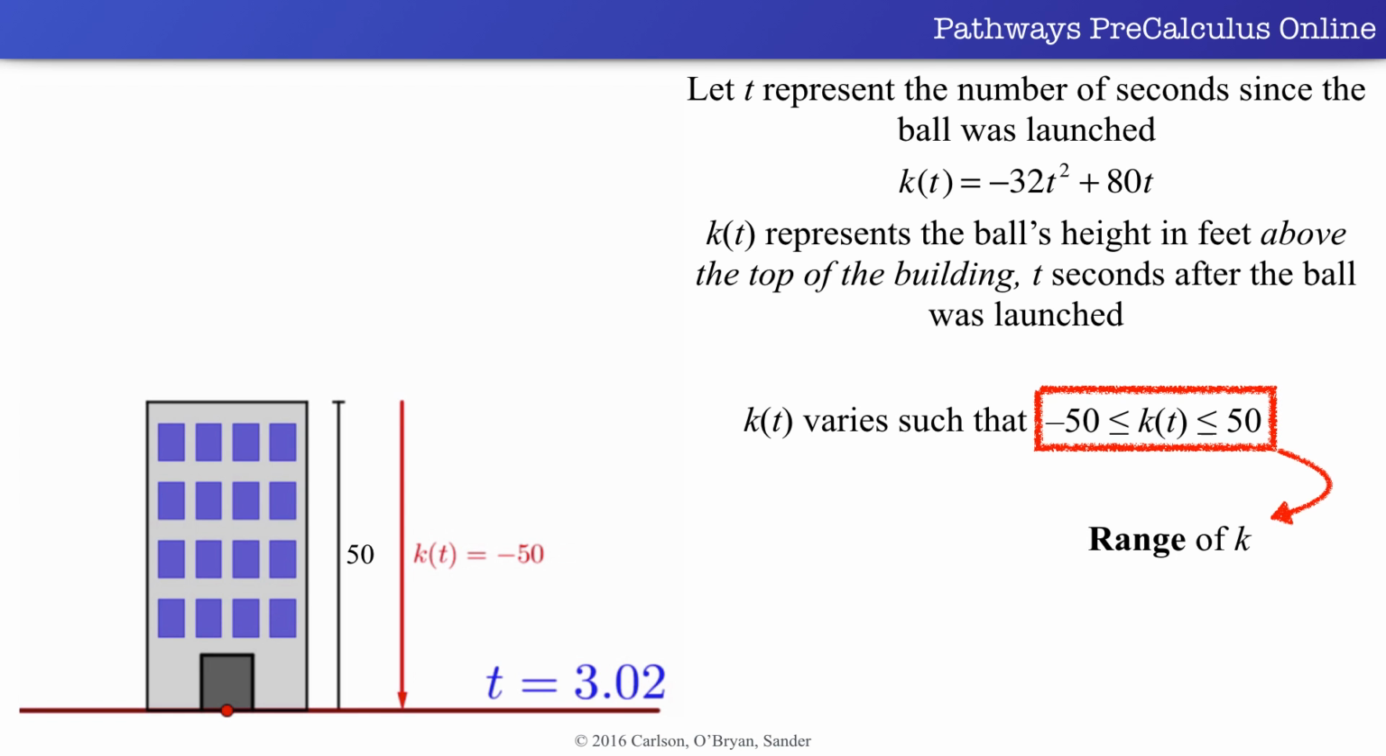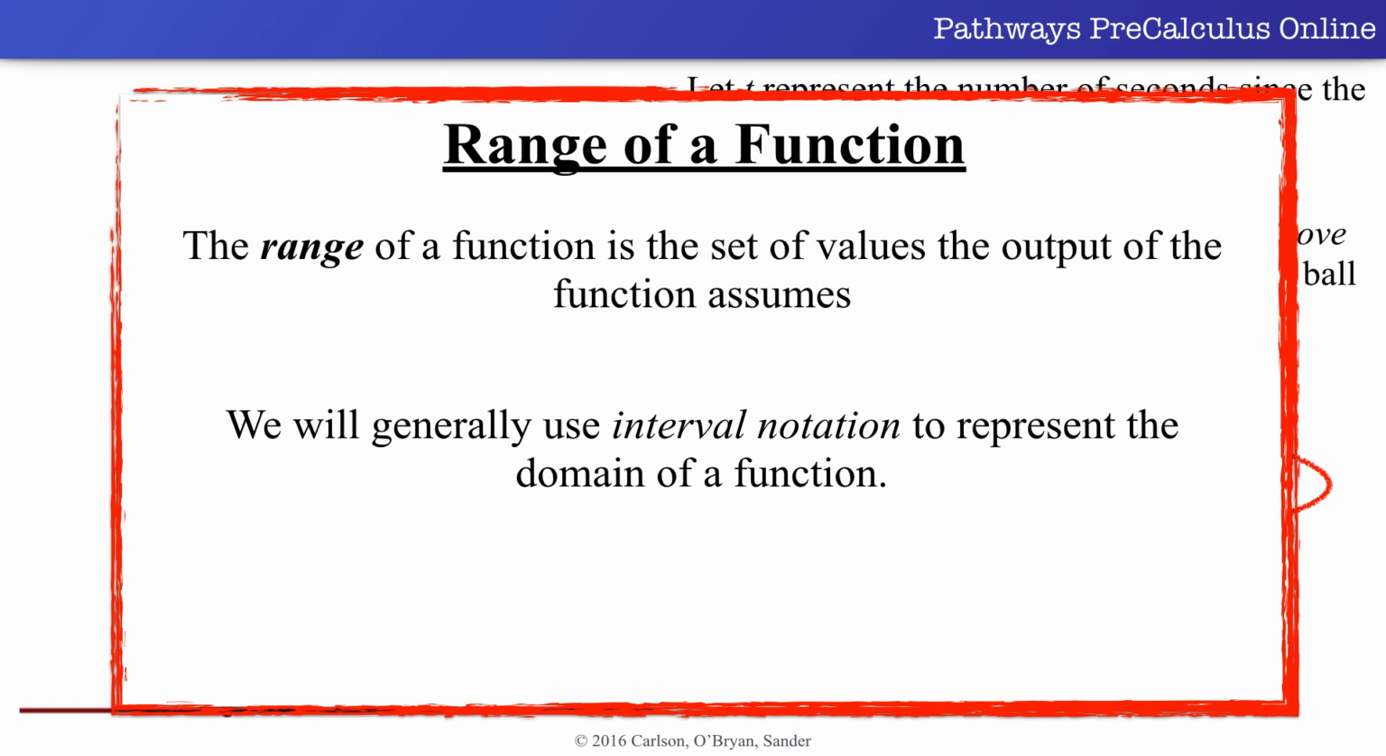Therefore, k of t assumes all values between -50 and 50, including -50 and 50. And so we say that the range of k is the set of values between -50 and 50, including -50 and 50. This is represented in interval form as the closed interval from -50 to 50. In general, the range of a function is the set of all values the output of the function can assume. In this course, we will generally represent the range of a function using interval notation.